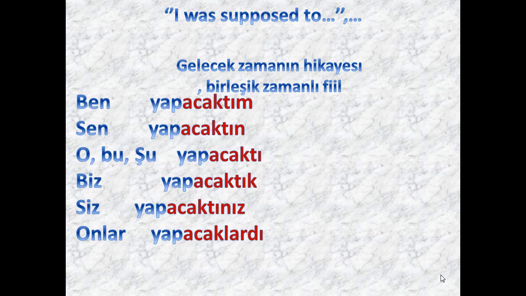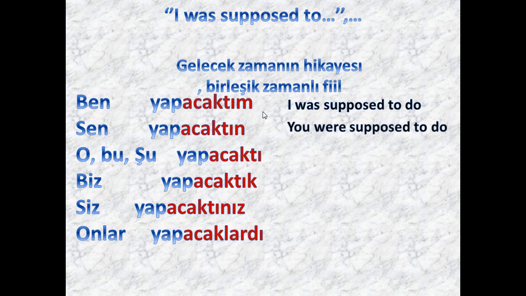Let's go through the verb. It's a combination of future tense and past tense, okay? Something that would happen, something that was going to happen, but hasn't happened. So here we have ben yapacaktım, means I was supposed to do, or I was going to do.